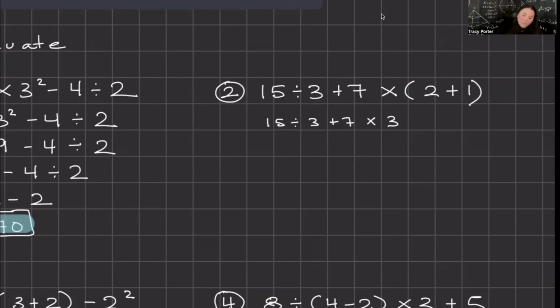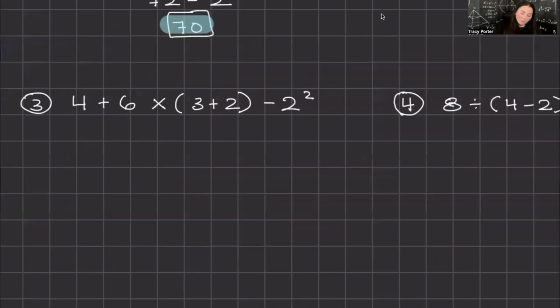Now, we've got division and we've got multiplication. We're going to take care of this one first. 15 divided by 3, we'll replace with a 5. And then we have multiplication, so that goes before the addition. We'll leave the 5 plus, and then 7 times 3 will be replaced with 21. And then finally, you can add those together, so we're going to get 26.